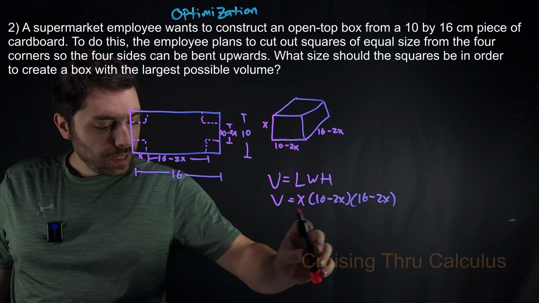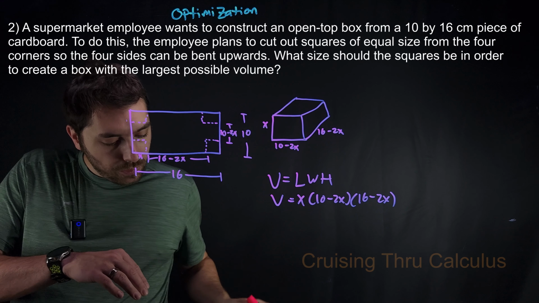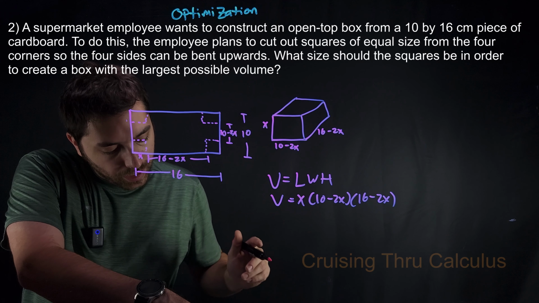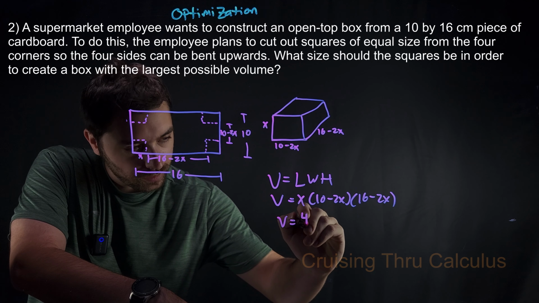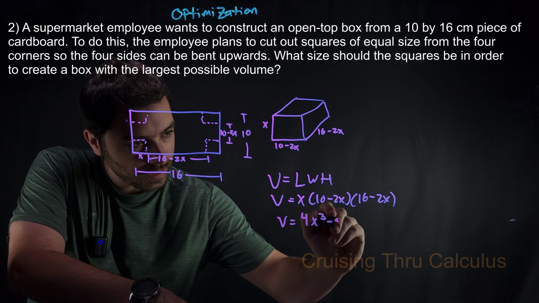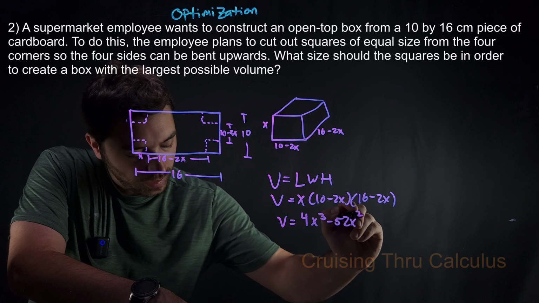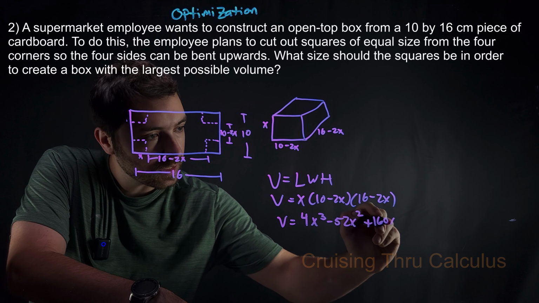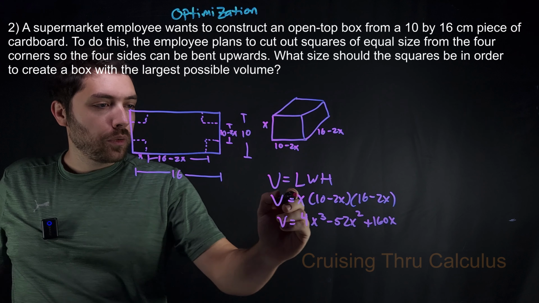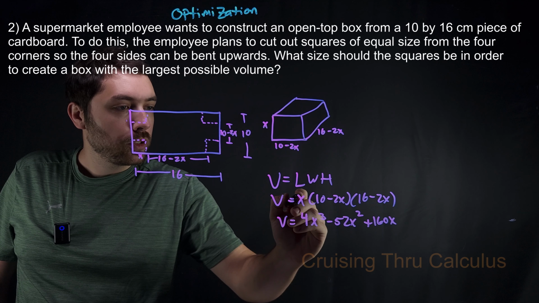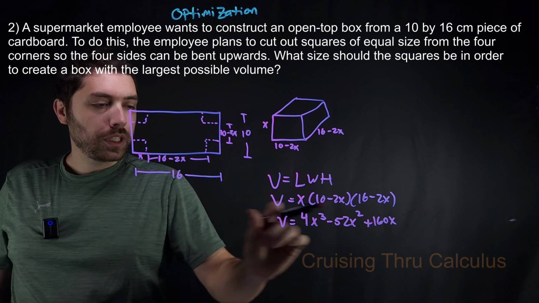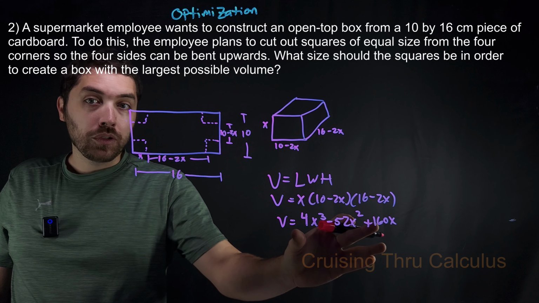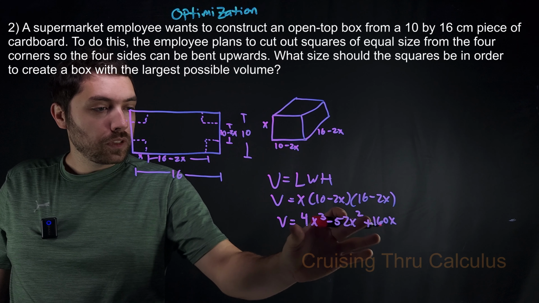All right, so here's what we're going to do. We're going to multiply this entire thing out here. Now, I've already done this ahead of time, and what you end up with is this. You get 4x cubed minus 52x squared plus 160x. So you're going to have to multiply this x out, distribute it, and then FOIL whatever's left over, and then combine your like terms to get this. Once you have this, you can find the derivative, and you can set that equal to 0.